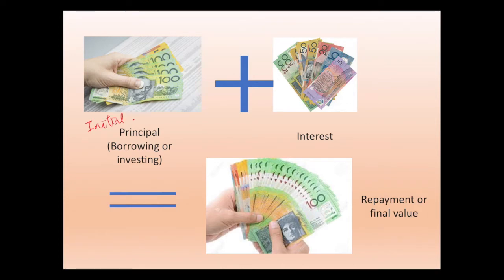So this is what I call the initial money or investment or initial loan. So the start plus the interest, which is whatever the bank charges you for a loan, or whoever lends you the money charges for the loan, that equals the repayment or the final value. Repayment is generally used for loans, while final value is generally used for investing.